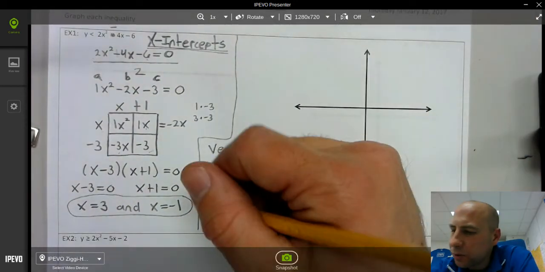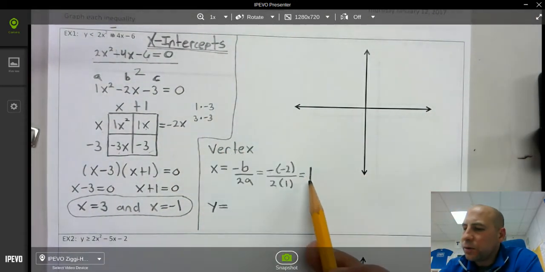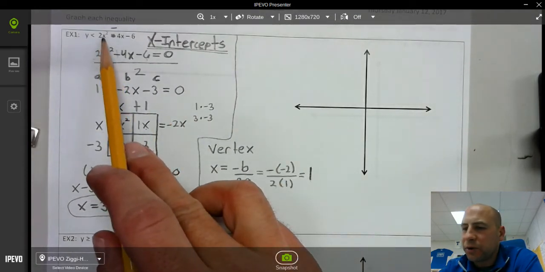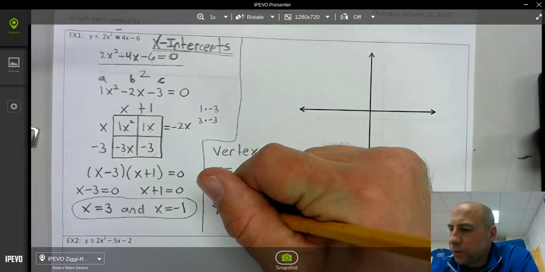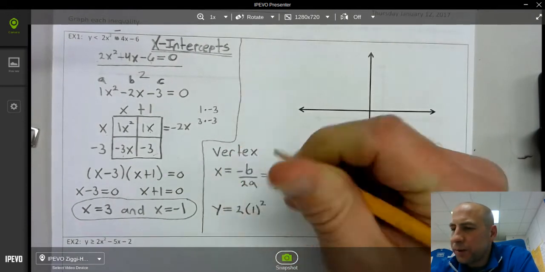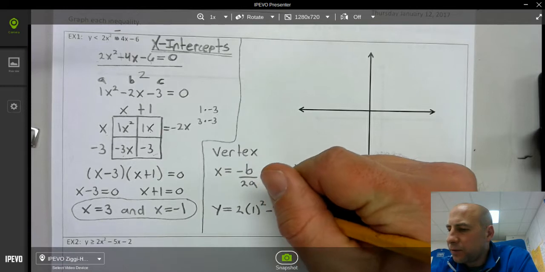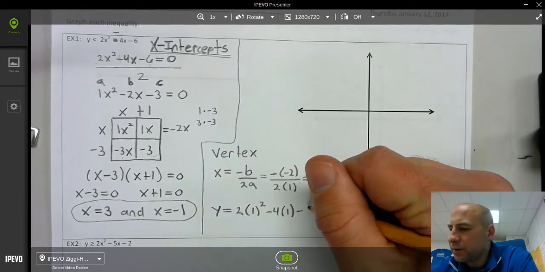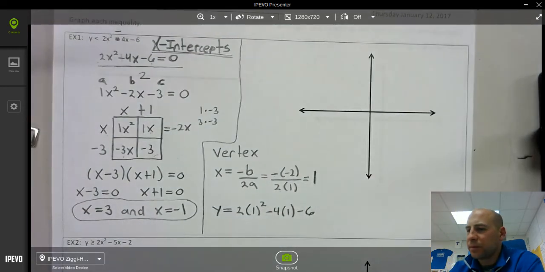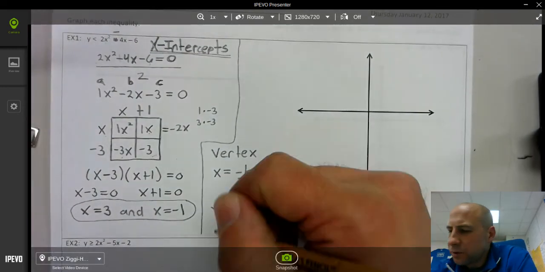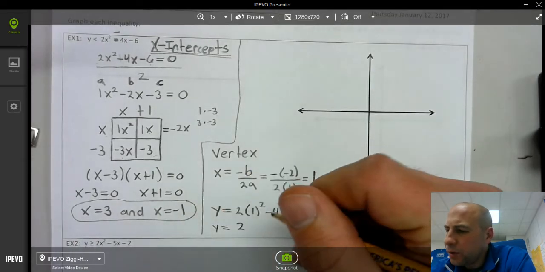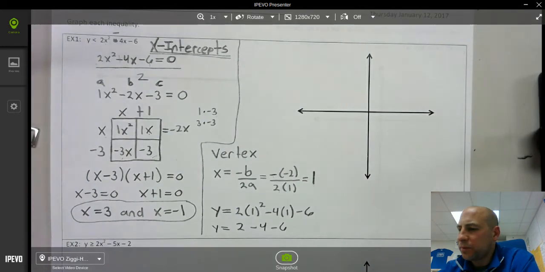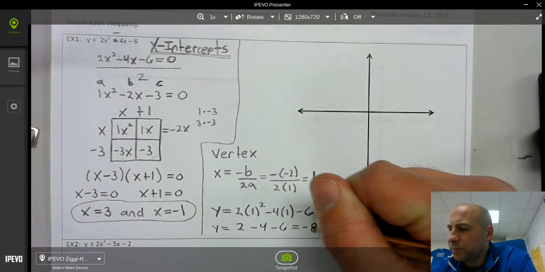Now to find the y value, we're going to plug the 1 value back into the original inequality. So that's y equals 2 times 1 squared minus 4 times 1 minus 6. So that equals y equals 2 minus 4 minus 6, which equals -8.